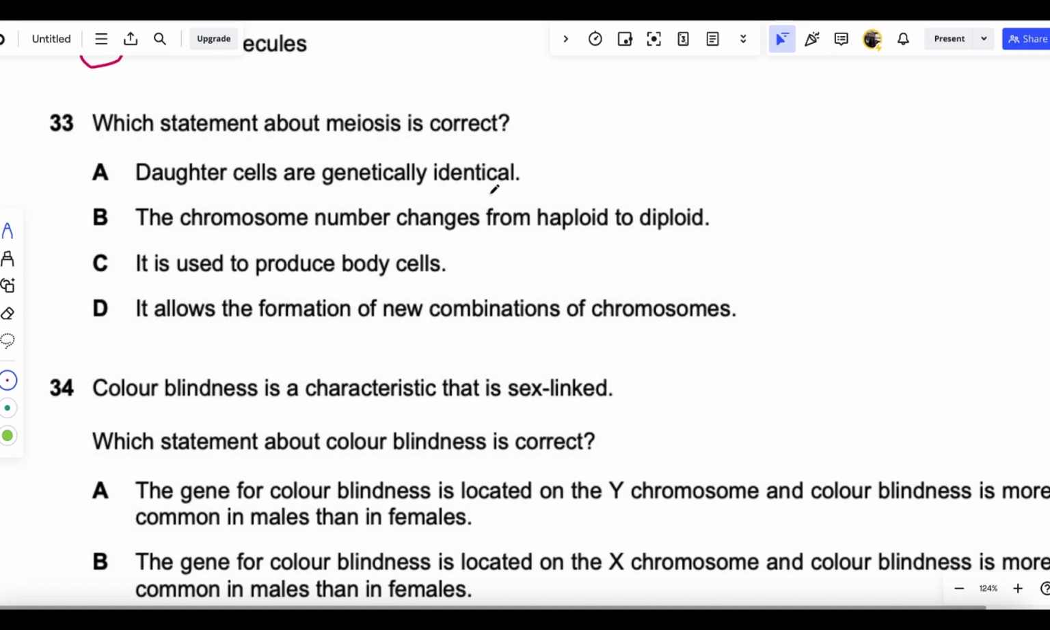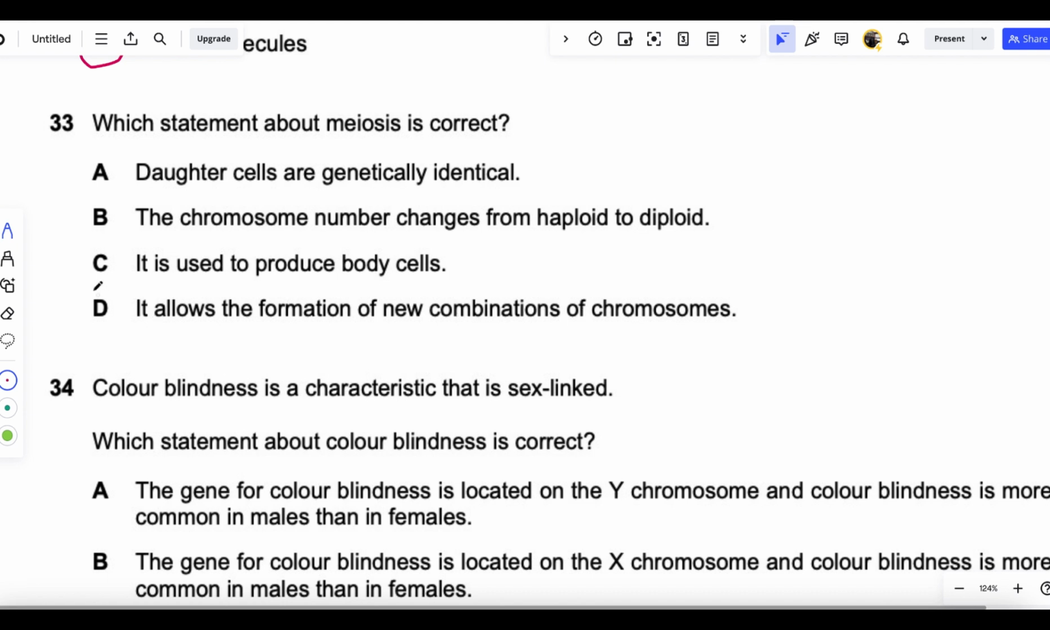Meiosis. That's mitosis, right? The chromosome number changes from haploid to diploid. No. It is used to produce body cells. That's mitosis. It allows the formation of new combinations of chromosomes.